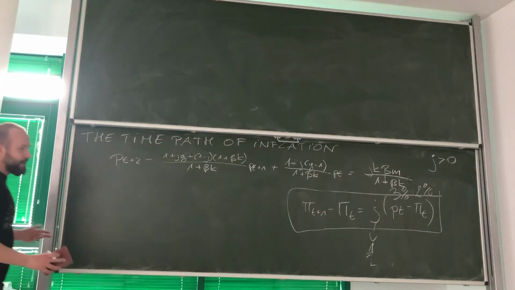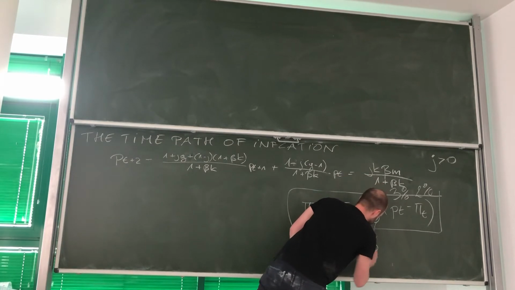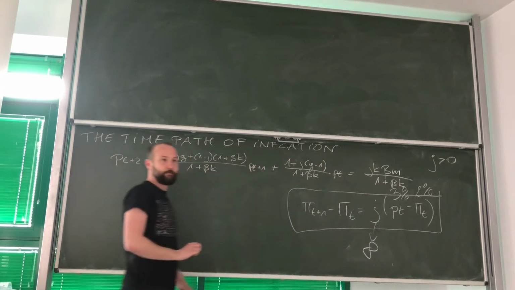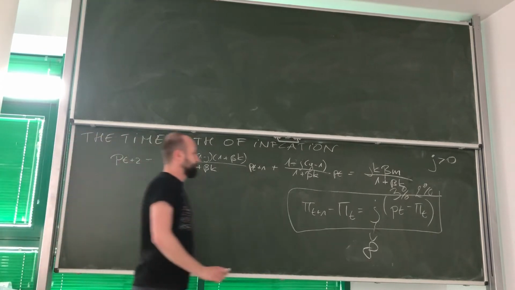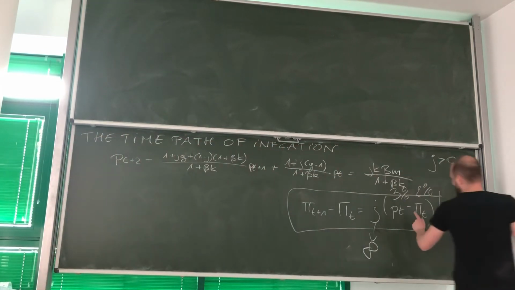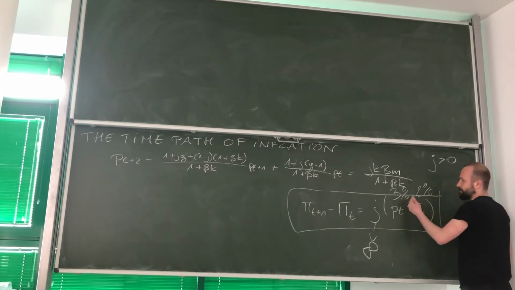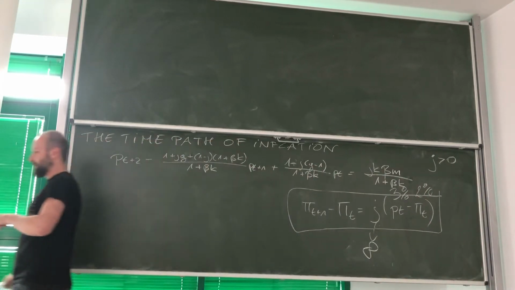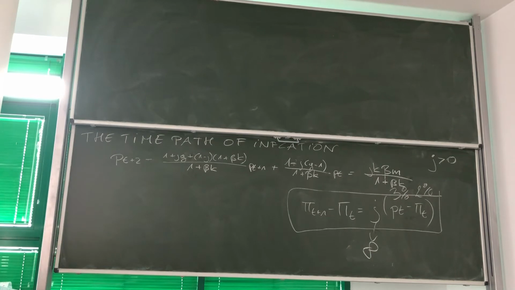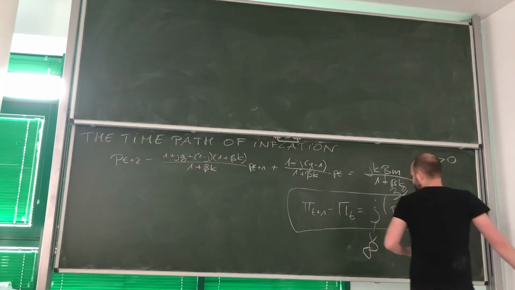Now, what if J was 8? If J is 8, then a 1 percentage point difference between the two would translate to an 8 percentage point increase in expected inflation, with all the consequences of that.